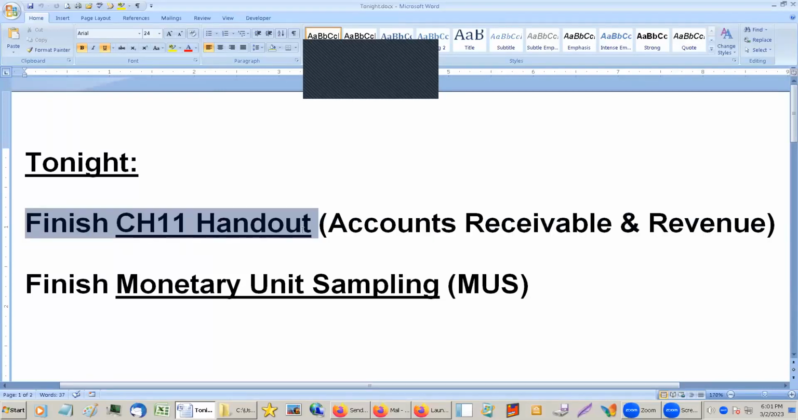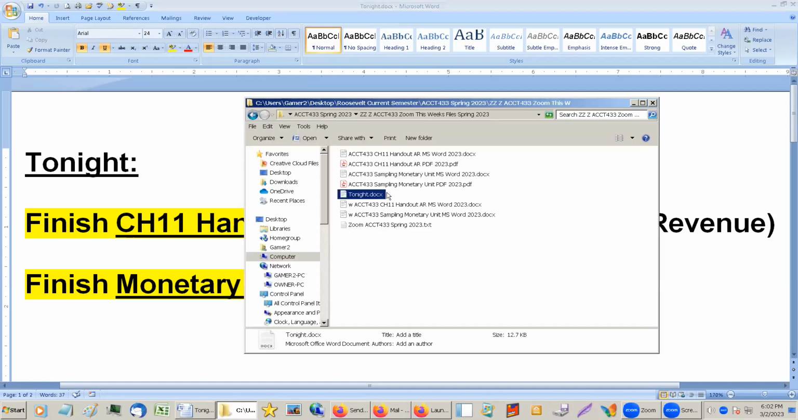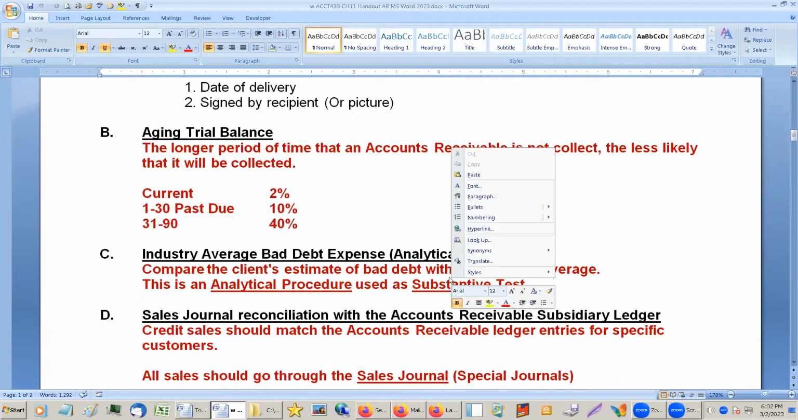Finish the chapter 11 handout. We'll see, but we may finish the monetary unit sampling. Hopefully we can get those two done. Okay, so let's start with chapter 11.